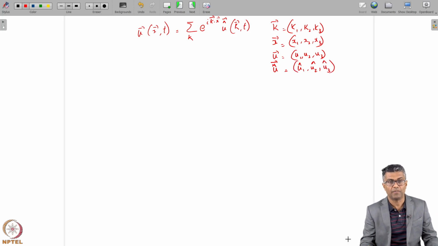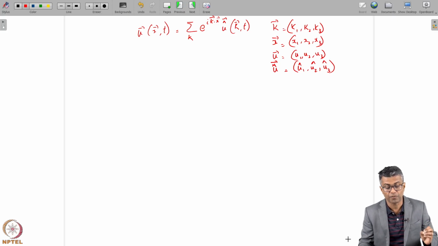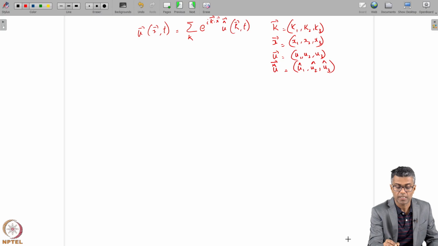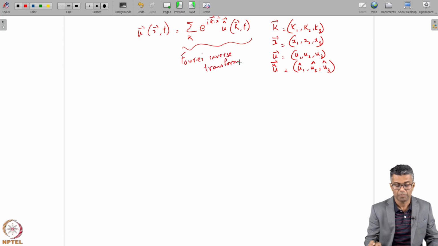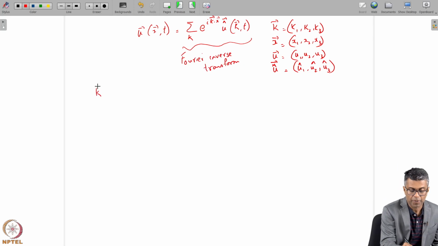So this is what I have, isn't it? u of x,t is the Fourier inverse transform of u hat, or the summation over all wave numbers of e to the i kappa dot x times u hat of kappa comma t. This right here is what I'm calling a Fourier inverse transform.